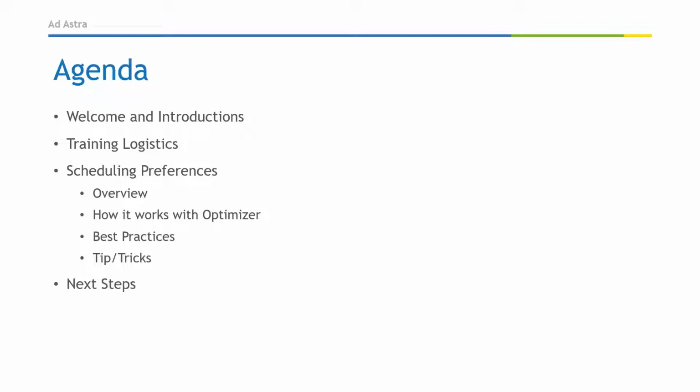So a little overview of what's going to happen today. We're going to have an overview of the scheduling preferences. We're also going to talk about the big question: how does it work? How it works with Optimizer, some best practices, and of course, some tips and tricks. And we'll end with what's next after this.